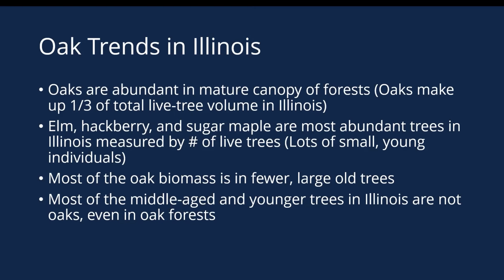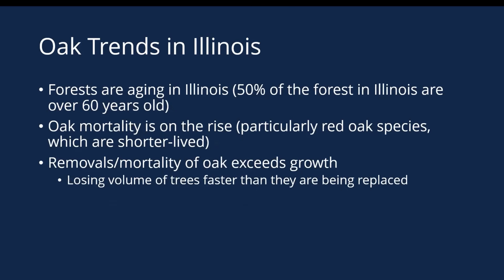Most of our oak biomass is in fewer large old trees. Most of the middle-aged and younger trees in Illinois are not oaks, even in oak forest. Our forests are aging. 50% of the forest in Illinois is over 60 years old, and oak mortality is on the rise, particularly in our red oak species. And for all the oaks that were measured on that chart, the removals and mortality, the loss, exceeds growth in our oaks. So we're losing volume of trees faster than they're being replaced.